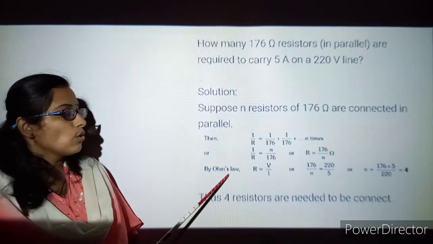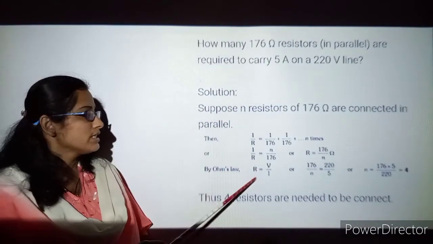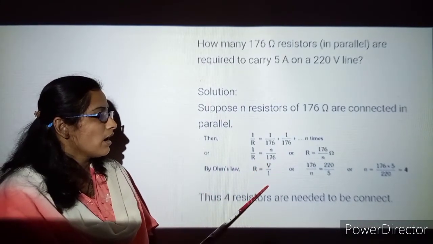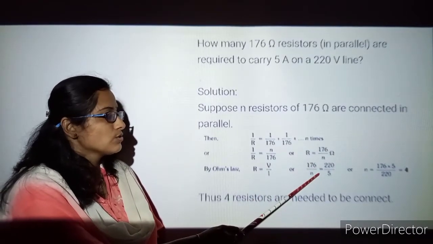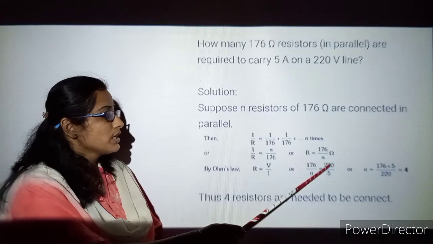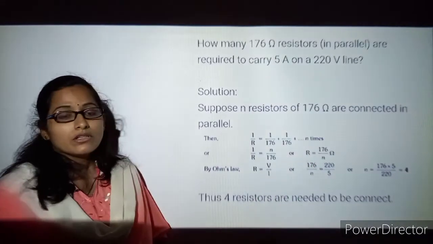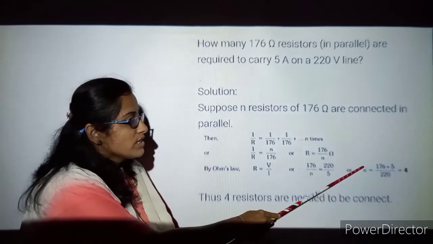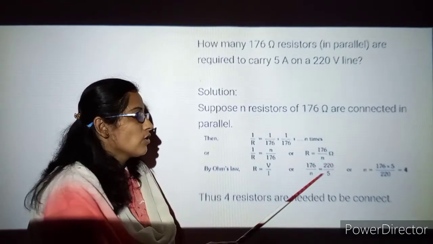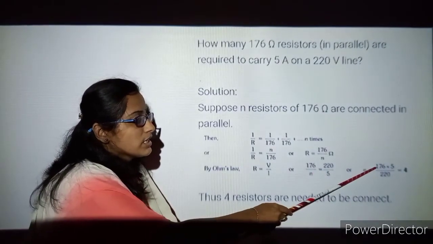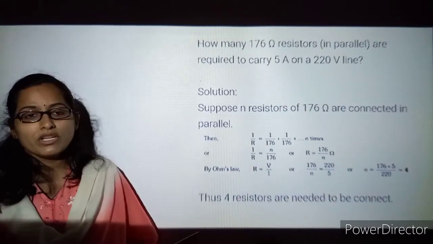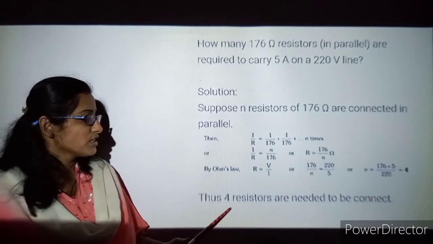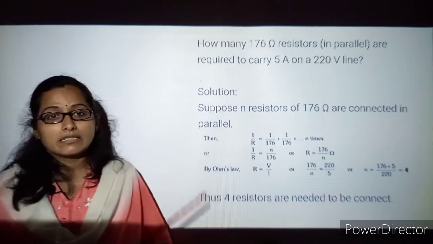Now, by Ohm's law, what does Ohm's law state? R is equal to V by I, so 176 by n equals, they have given, 220 by 5. Cross multiplying, 176 into 5 by 220, that is 4. So, how many resistors do you need? You need 4 resistors to be connected.